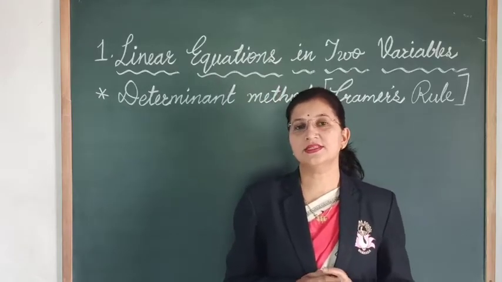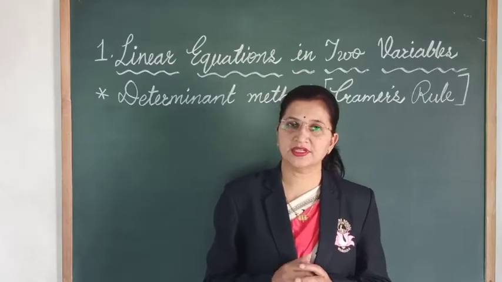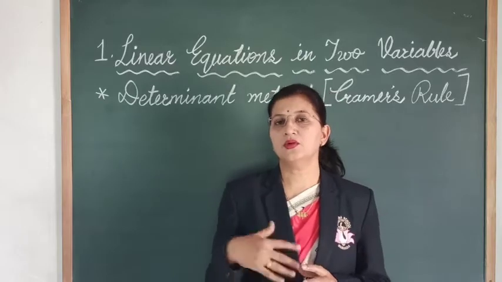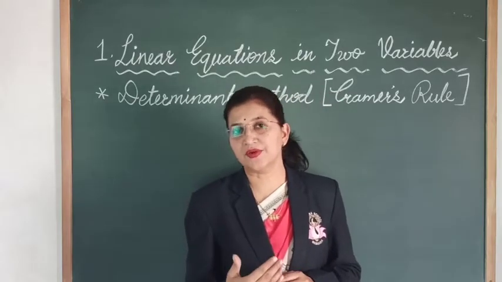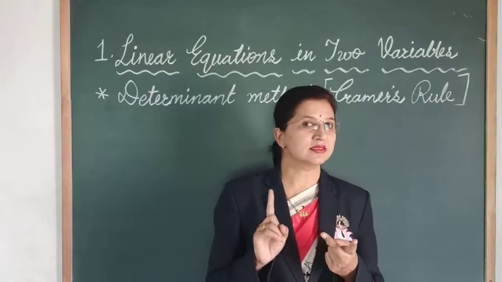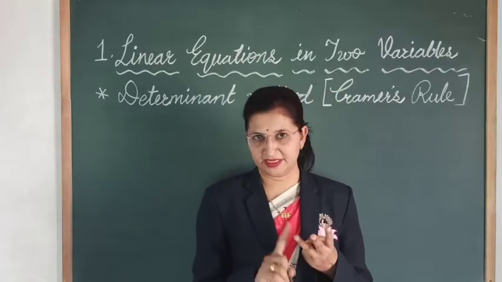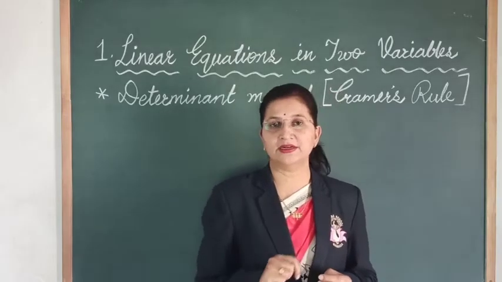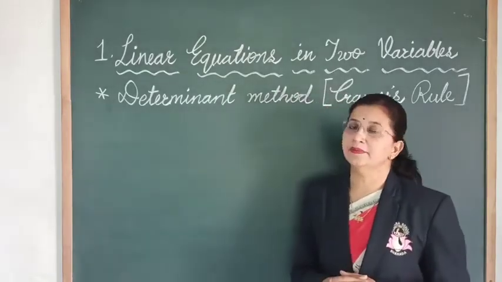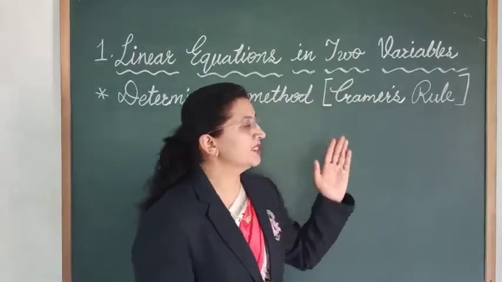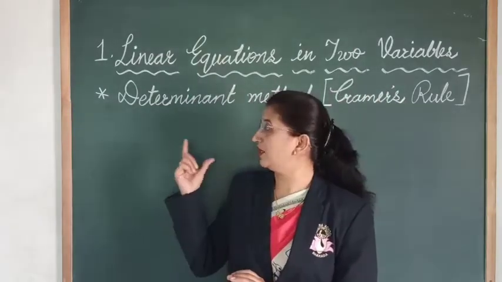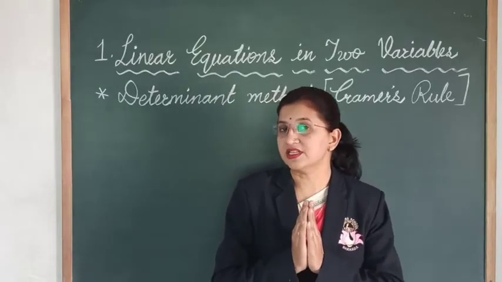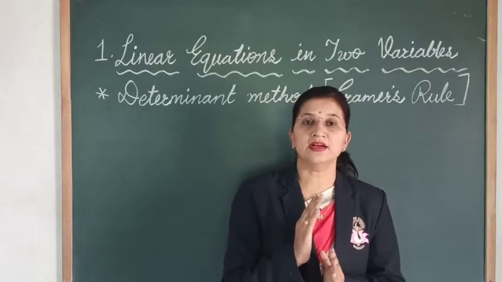Dear students, this is the third part of linear equations in two variables. In the first two parts, we learned how to solve linear equations in two variables by the elimination method, substitution method and graphical method. In this video, we are going to learn one new method, the determinant method, which is also called Cramer's rule. Before learning this method to solve simultaneous equations, let's first learn what is meant by a determinant.